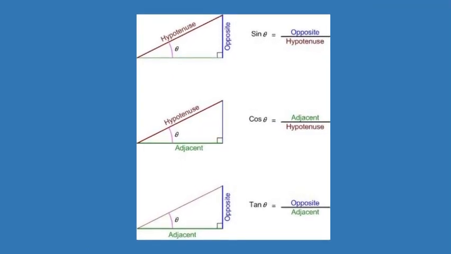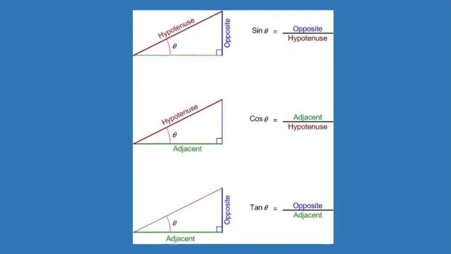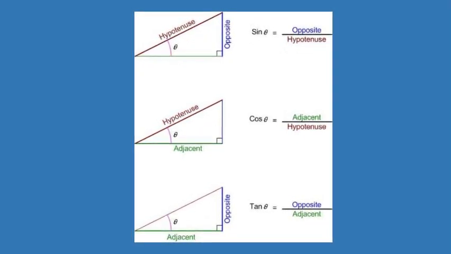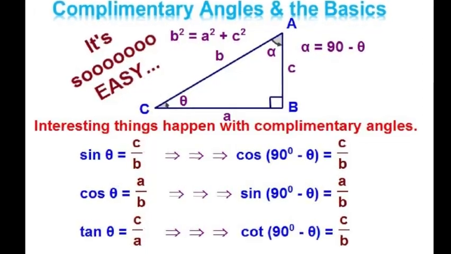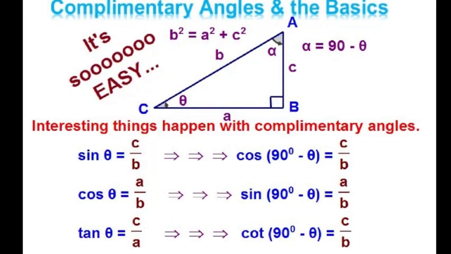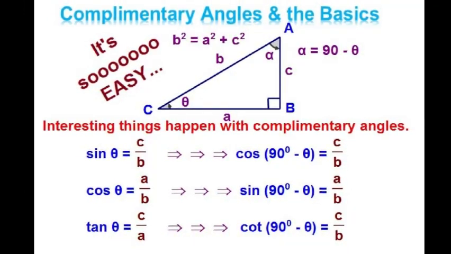Let us recall the basic definitions of trigonometric ratios. So we can write sine as opposite on hypotenuse, cos as adjacent on hypotenuse, tan as opposite on adjacent. So we can derive the values of complementary angles by using a right angle triangle.